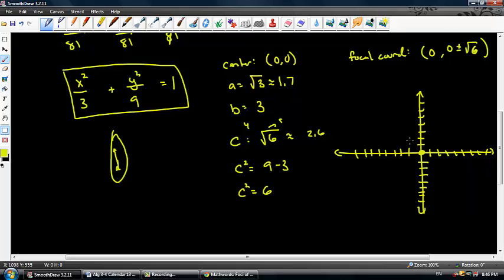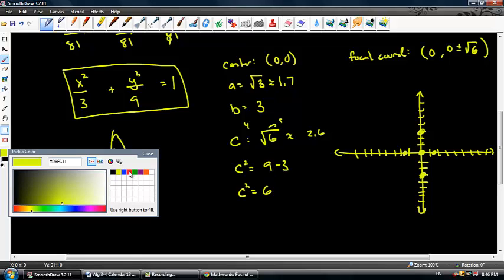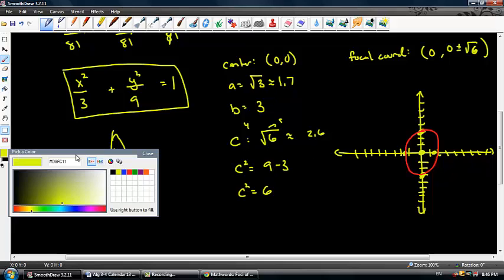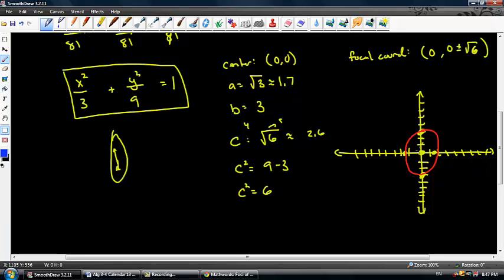Okay, so my center's at 0, 0. I'm going to move out 1.7, so that's about right here, and about right here. B is 3, so that's going to move up 1, 2, 3, down 1, 2, 3. I'm going to switch colors here to draw my ellipse. Small ellipse, but that's okay. Now my focal coordinates are going to be 0 plus or minus rad 6. Rad 6 is about 2.6, so 1, 2, and a little bit. And there we have it.